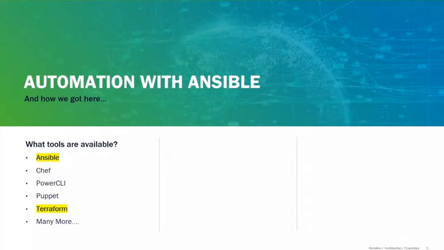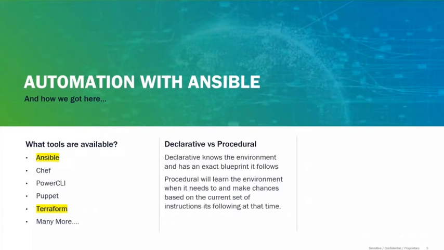The biggest takeaway we got from that was, one was declarative and one was procedural. Terraform is declarative. Declarative is really knowing the environment. It has an exact blueprint. So if you say, Terraform, I want 5 VMs, it's going to give you 5 VMs. You tell it, hey, I want 7 VMs. It's going to give you 7 VMs. Even though there's 5 there, it's going to know there's 5, and it's just going to give you 2 additional VMs. Ansible is more procedural.